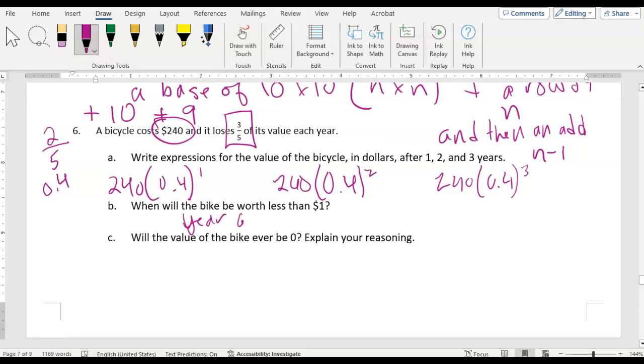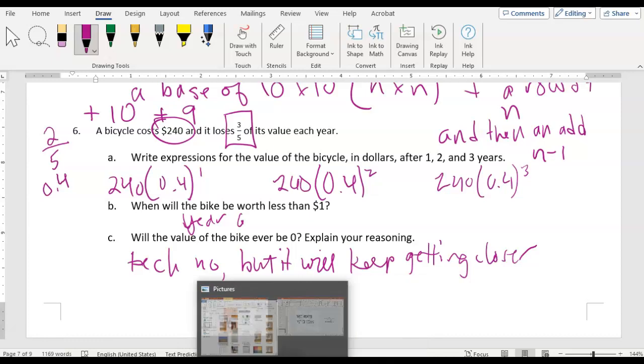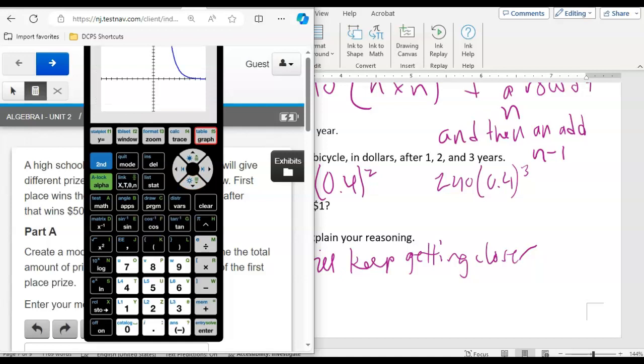Will the value of the bike ever be 0? Explain your reasoning. So technically no, but it will keep getting closer, right? So if you look at, for this situation, right, it's down to like 0 point nothing cents, right? But it's not getting to 0. And if we were to look at the graph, we would also see that it comes down and it's getting closer and closer to 0.